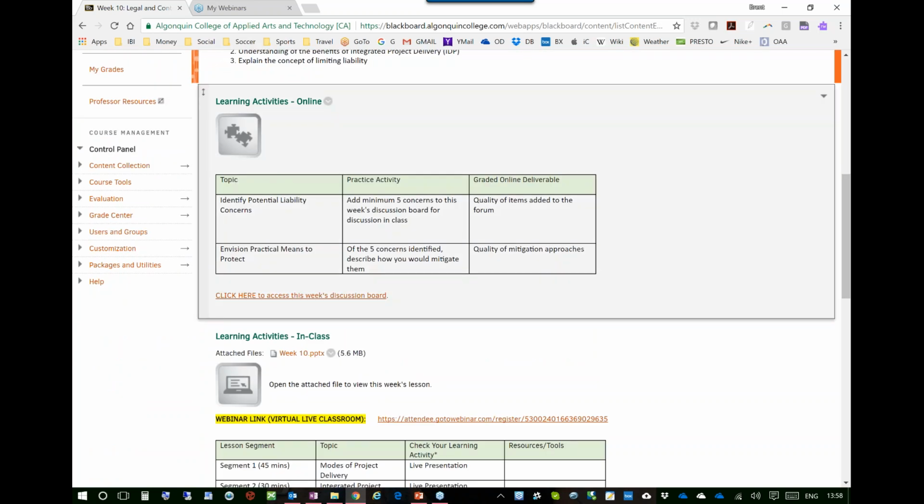What I was hoping on the hybrid, so the online portion, the individual, was just to talk about concerns and how we would mitigate them. And it was really to get you, the students, to come to the table with some ideas of what you either have seen or you could imagine would constitute concerns to avoid doing BIM under the guise of professional liability.